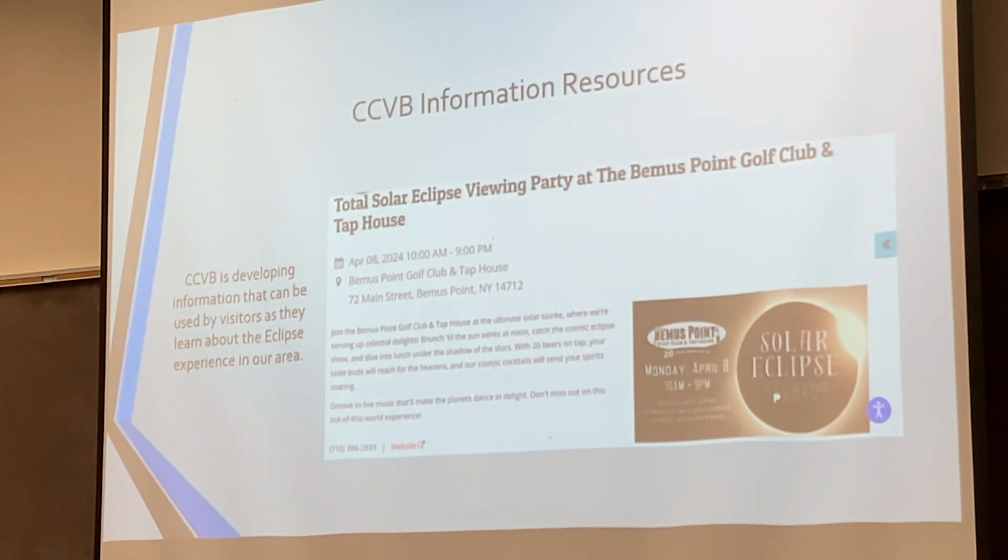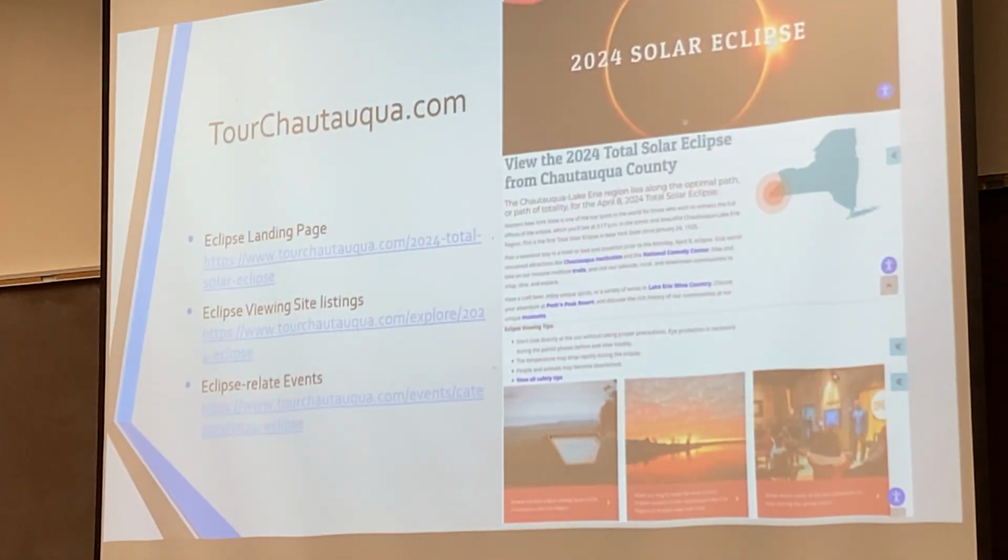And so we use Tour Chautauqua primarily, and there's an example of an event that shows up. But on the next slide, these are some of the components we have. We've started with a landing page, so a special page on the website that's designated for Eclipse information. And this can grow, this can expand, so as we learn more from different entities and try to tie in with what the county wants us to let people know, we can do that. You can click on that first one, Dan.